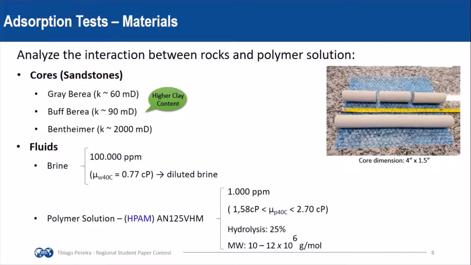As I said, these tests were used to analyze how polymers interact with the formation. For this, we used three different core samples: gray Berea, buff Berea, and Bentheimer. The cores were chosen due to their variety in permeability and mineralogical composition, so we could study the effects related to these properties. Core samples were originally 12 inches in length, and we divided each into three pieces of 4 inches for the test. One was used for adsorption tests, and the other two for recovery tests. Doing this, we could minimize huge alterations in core characteristics.